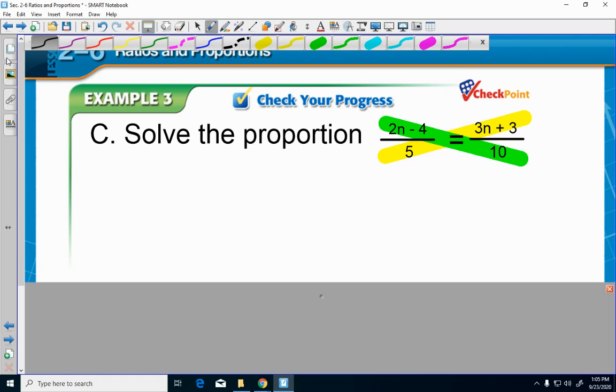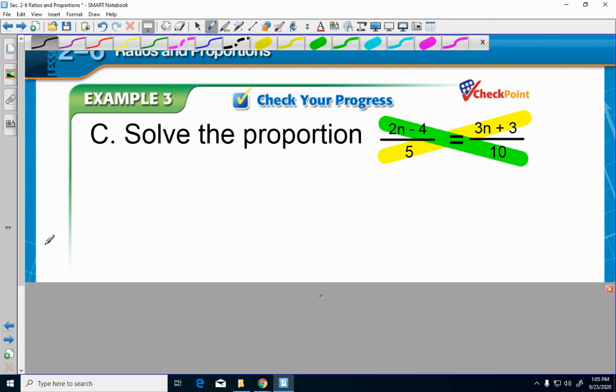Listen, I have no clue what 5 times 3n plus 3 is, because I don't know what the n is. And I don't know what 2n minus 4 times 10 is. But I know that those two things are equal to each other. And we know how to solve an equation, right? So if I can write them as two statements that are equal to each other, I will have created an equation. And we all know how to solve an equation. Here's the only thing I got to do. I got to make sure that I write it correctly.